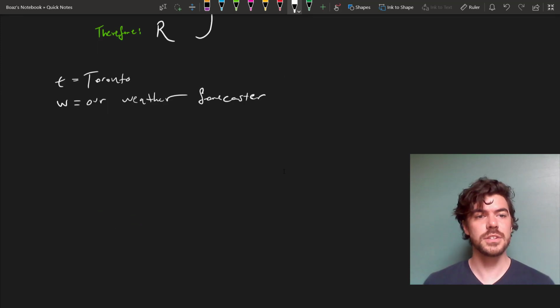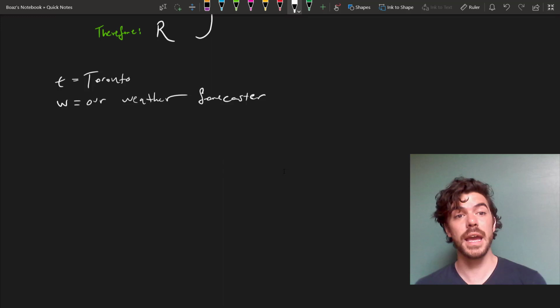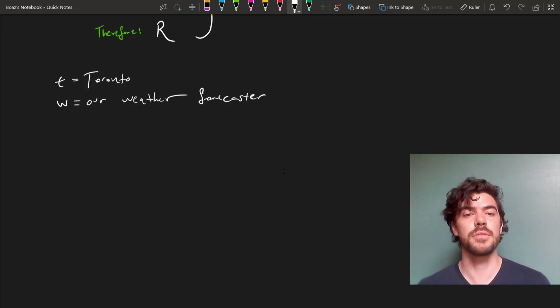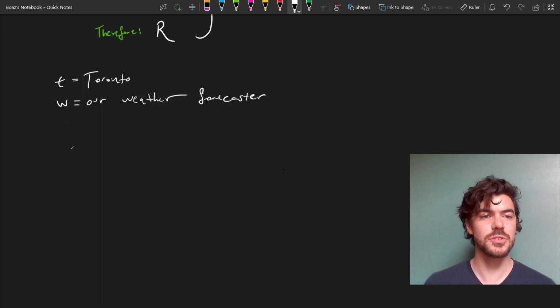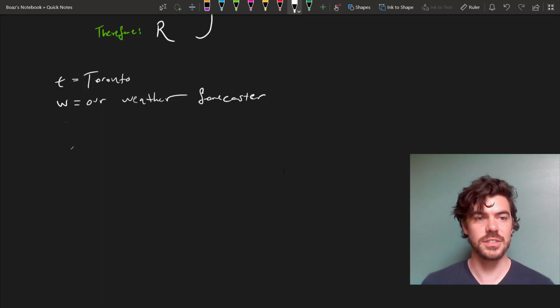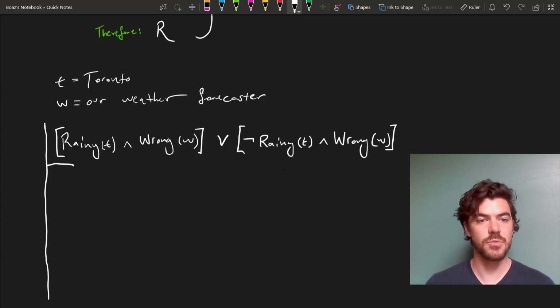Okay, let the constant T be Toronto and W be our weather forecaster. Today is June the 9th, and our weather forecaster, suppose, has predicted snow. This is not going to happen because it's too warm. Such a suggestion is ludicrous. But assume that it's going to rain in Toronto, or it's not going to rain in Toronto, in which case it will either be the case that Toronto is rainy or Toronto is not rainy. And in either case, our weather forecaster is wrong.